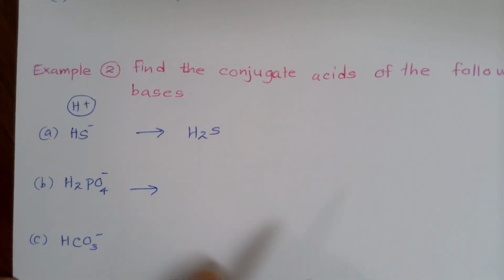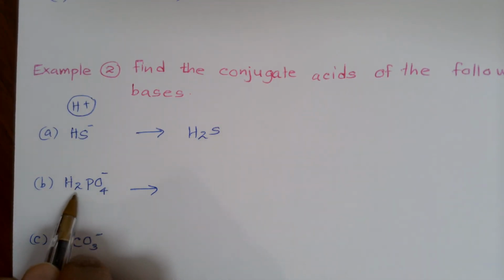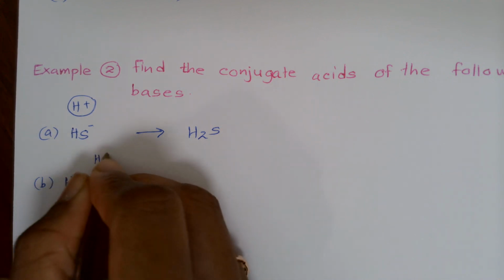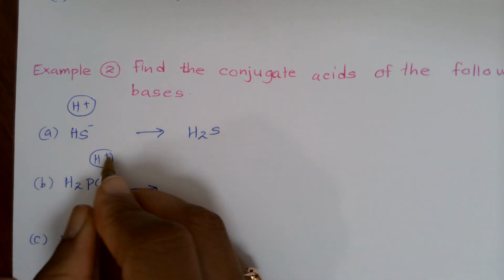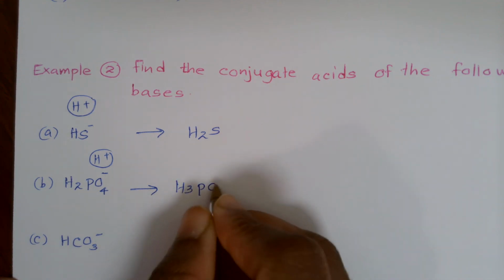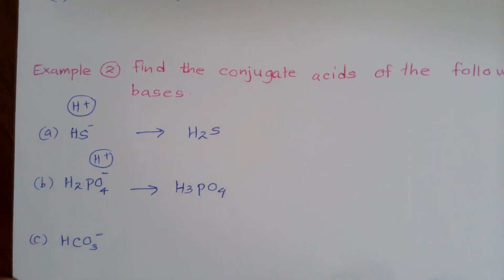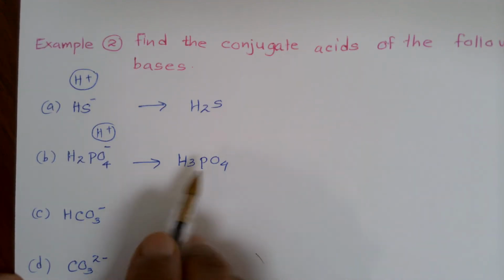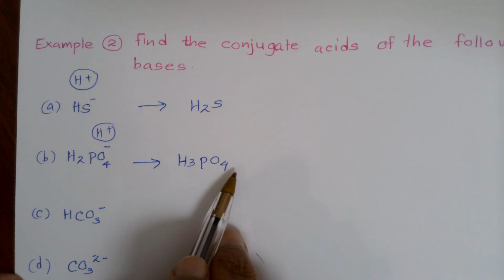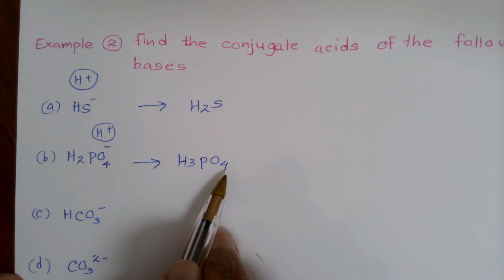Next one, H2PO4-. If you add one H+ ion to this, H2 becomes H3, and the plus and minus charges cancel. Another H+ ion is going to be added here, plus and minus cancel, then it becomes H3PO4, phosphoric acid, a weak acid. And also this is a triprotic acid. There are three ionizable hydrogens and three Ka values.